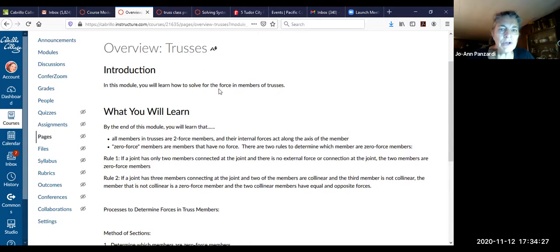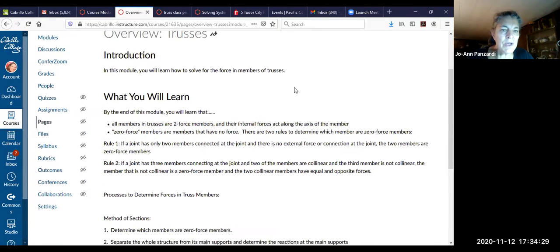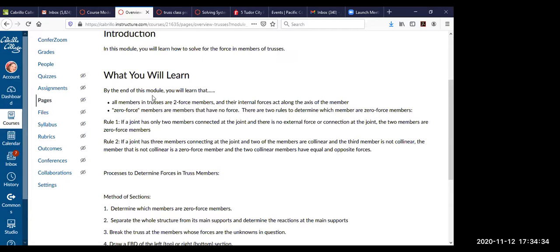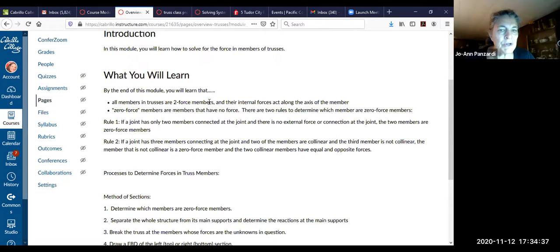So in this module, you learn how to solve for the forces in members of truss. So let's just review what we did on Monday. All members in a truss are 2-force members, and their internal forces act along the axis of the member. We already know that from frames. Remember, the difference between frames and trusses is frames has at least one 3-force member. So as long as you see a 3-force member, you know it's a frame and not a truss. But if it's all 2-force members, it's trusses.